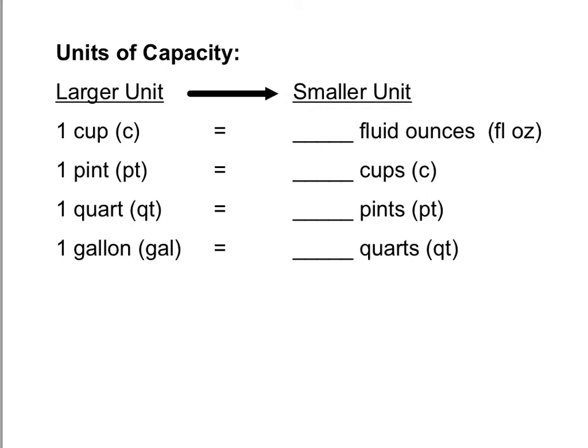Okay, here's the last part of your worksheet. 1 cup is the same thing as 8 fluid ounces. 1 pint is 2 cups. 1 quart is 2 pints. And 1 gallon is 4 quarts. So you're going to keep this guide handy because it'll help you with the rest of the lesson.